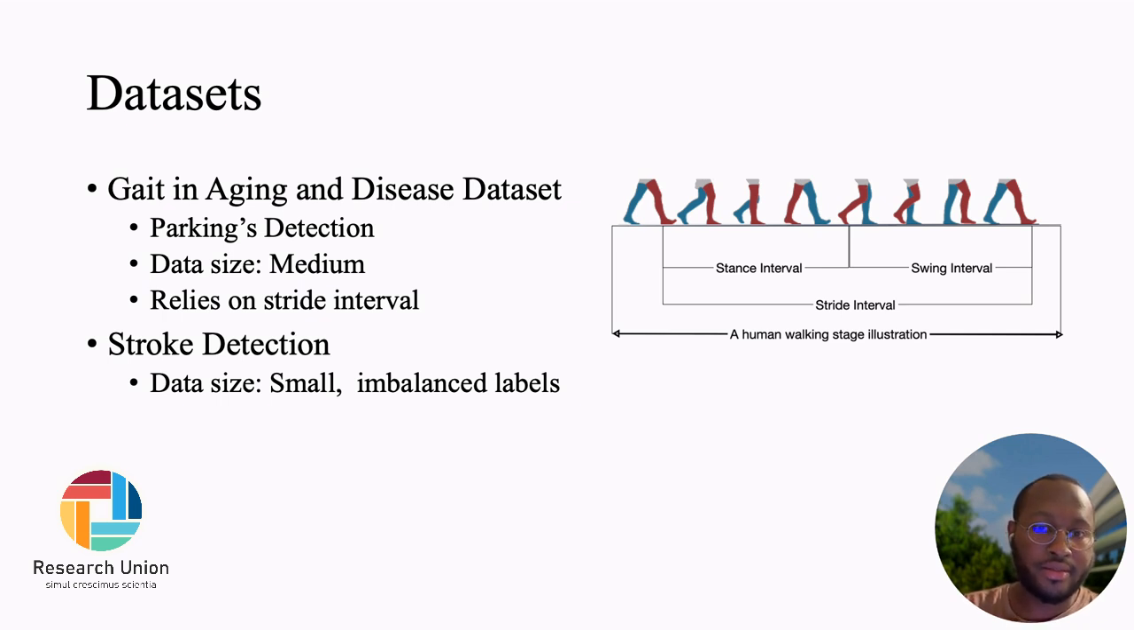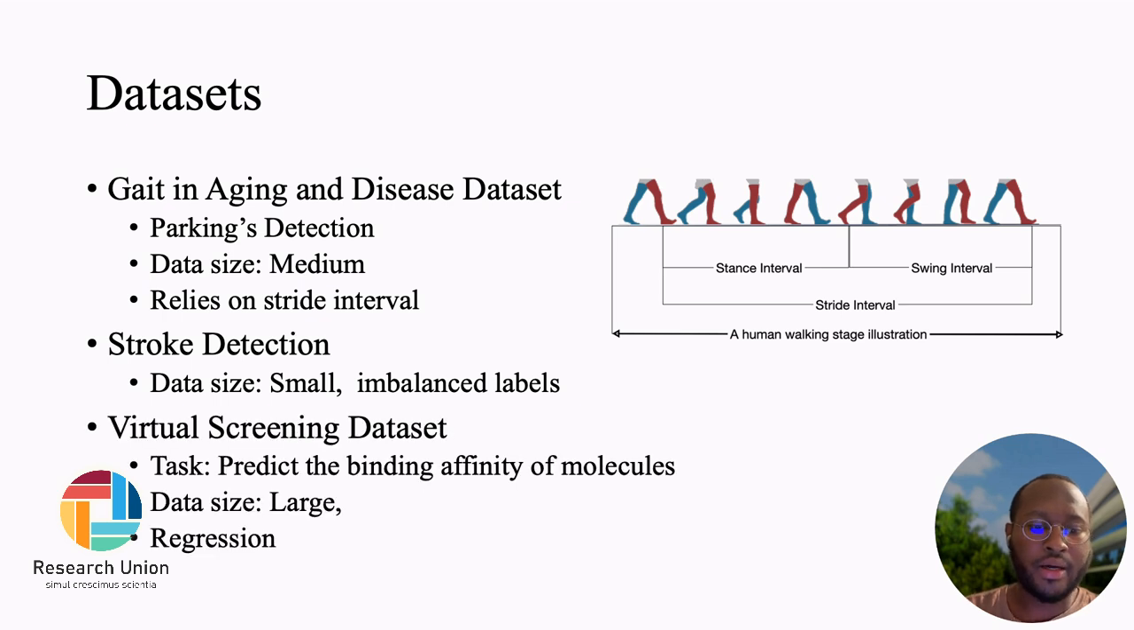I have categorized this dataset as small and imbalanced. This issue of imbalance is very important. And there's also one virtual screening dataset, which I've categorized as large, and it's for regression. This dataset is for training a model to predict the docking score or binding affinity between two molecules, a protein maybe and a ligand, usually used in the domain of virtual screening for drug design.